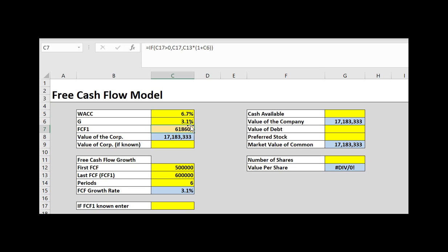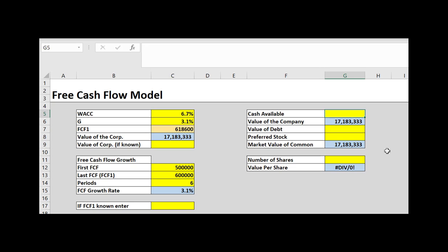What this does then is calculate free cash flow next year. And our formula, of course, is next year's free cash flow divided by the difference between the weighted average cost of capital and the growth rate of free cash flows. So this company has a value of $17,183,333.